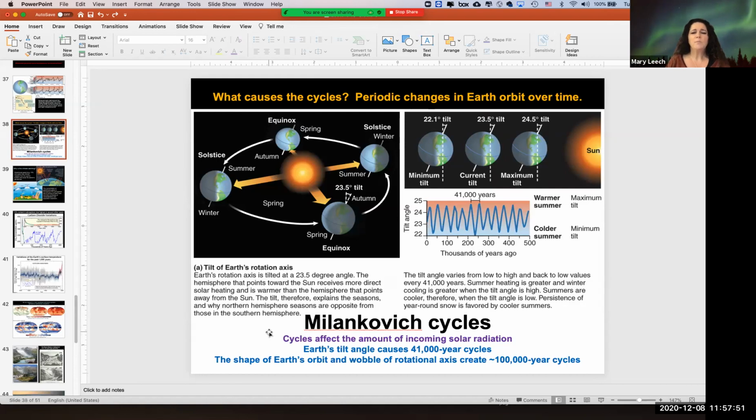All right. So the Milankovitch cycle that I mentioned at the very beginning and that you read about in your textbook, right? These are cycles that affect the amount of incoming solar radiation onto Earth. This is determined by the tilt of the Earth's axis. So here's the North Pole and the South Pole. We're not completely vertical. We're at some angle to the sun.